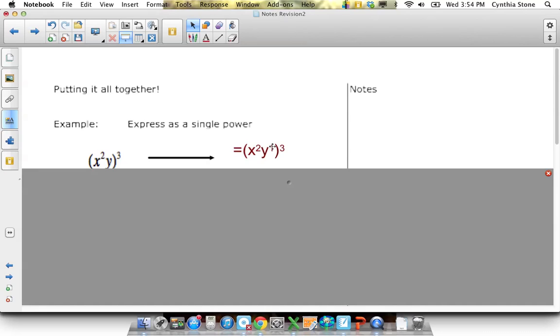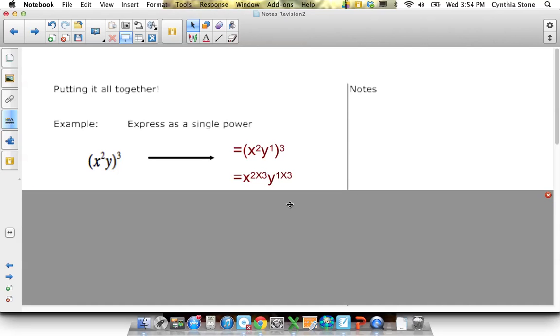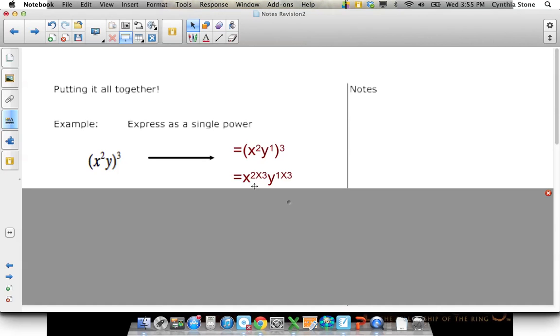Remember, we can't combine the x and y any more than they already are. They're their own bases, they're different bases. So I can't combine them. However, what I can do is combine the exponents on the x's and combine the exponents on the y's. Applying the power rule, I can apply it inside this bracket to the x on its own and to the y on its own. So x squared all to the power 3 is x to the 2 times 3. y to the 1 all to the power 3 is 1 times 3.